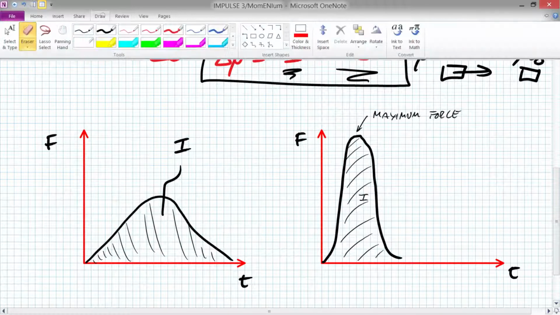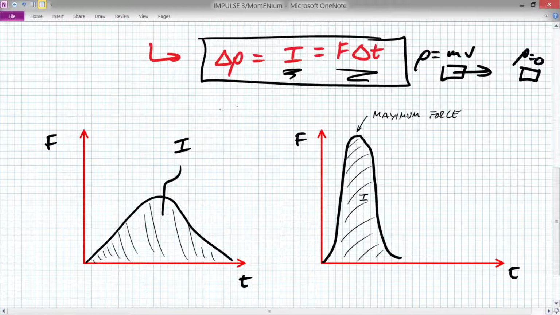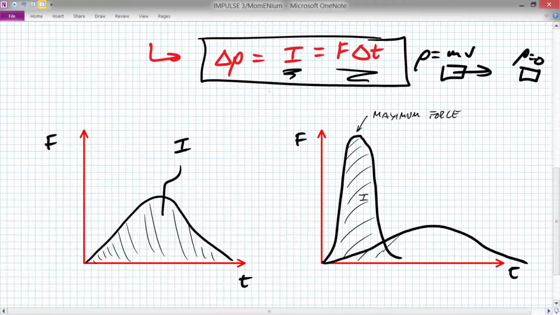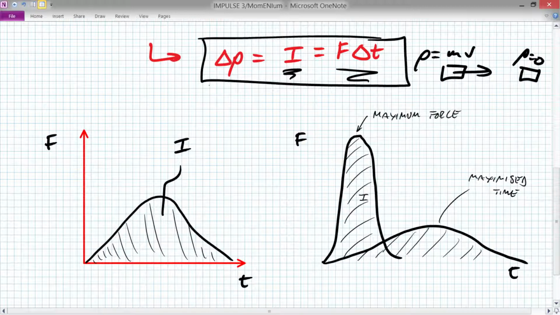Something else we looked at was if we have the opposite case and we want to make the time over which this collision happens as extreme as possible. An example for that would be crumple zones in a car. So here we would be maximising the time so that we can have a smaller force. So our force in this case would be much smaller.